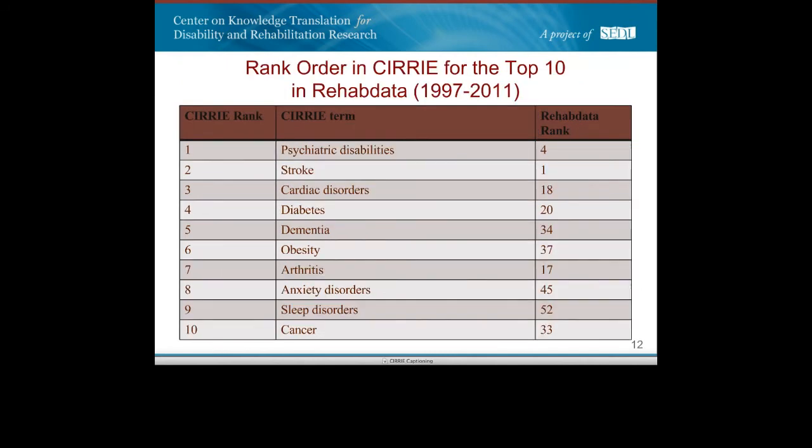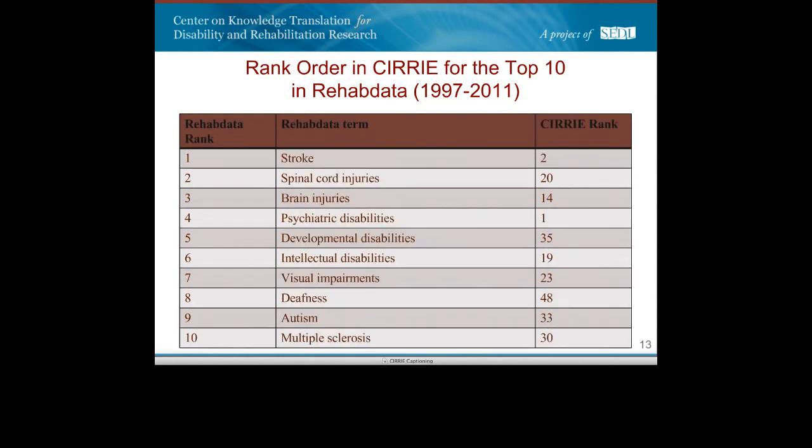This slide shows the rank in Rehab Data for the 10 most published topics in SERI. Some topics have an almost equal rank in the two databases, but for others there is a wide discrepancy. This slide shows the results of the opposite analysis, that is, it shows the rank in SERI for the 10 most published topics in Rehab Data. Again, some topics have an almost equal rank, while there is a wide discrepancy in others.